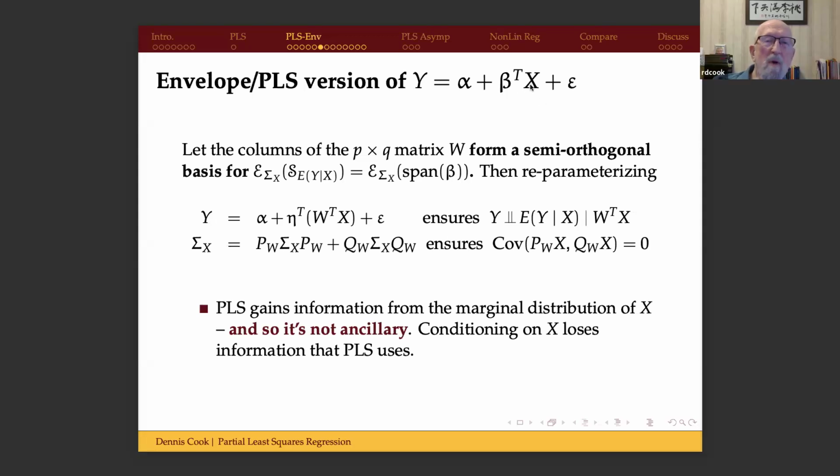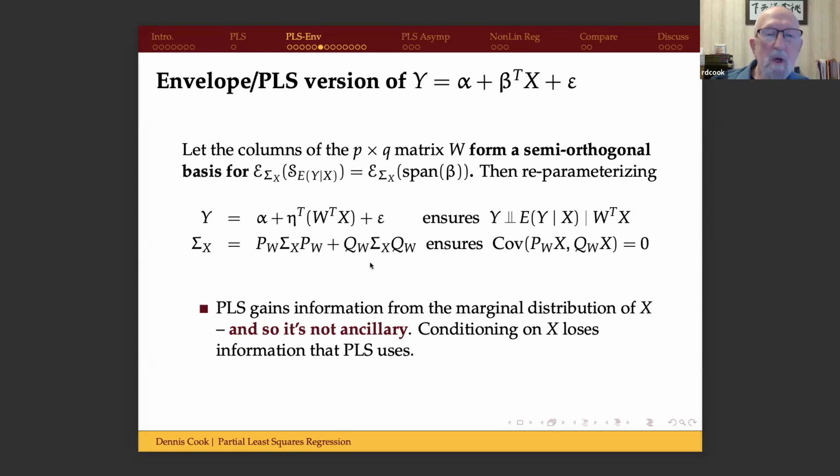Why is the expected value of x given W transpose x still linear in W transpose x? Because we aren't modifying this model in terms of x at all. We're modifying it in terms of beta. What is beta? Beta sits in this subspace. This subspace has basis W. Therefore, I can express beta as W times a vector of coordinates eta. I got it now. Thank you. So this first statement ensures that we get this.